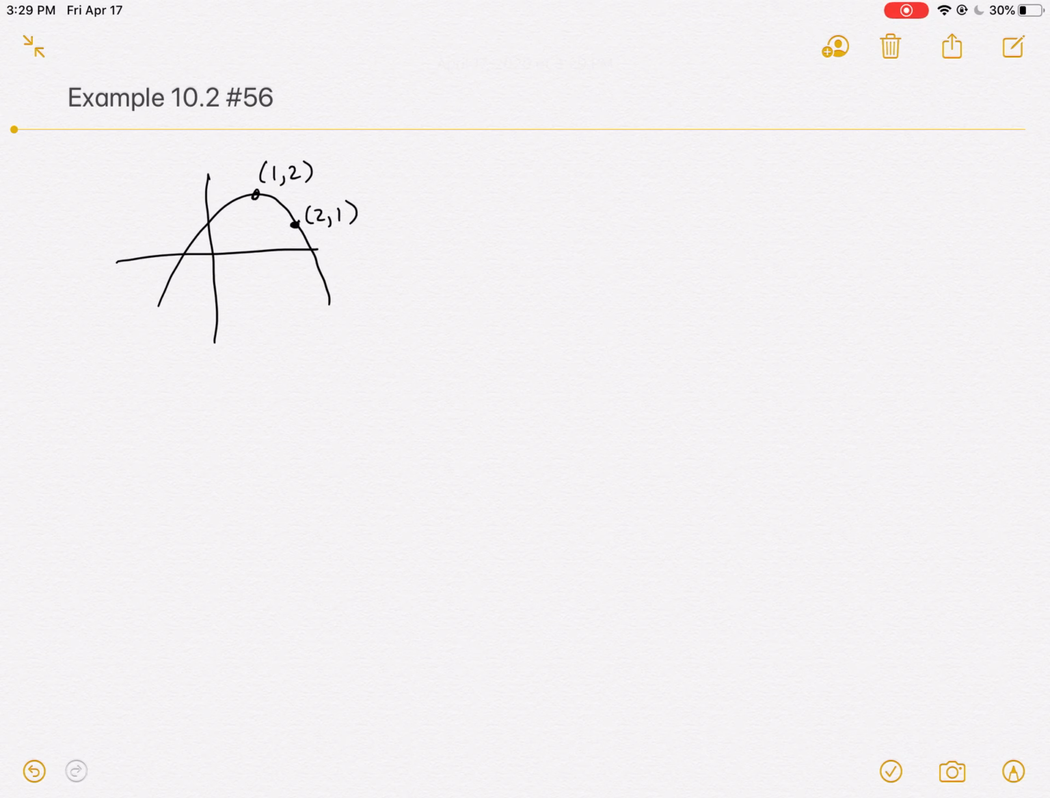Here's our last example from 10.2. I have a feeling if I don't do something like this in a video that I'll get questions about it. But essentially all you need is two pieces of information to determine any parabola. So what do we know right now?